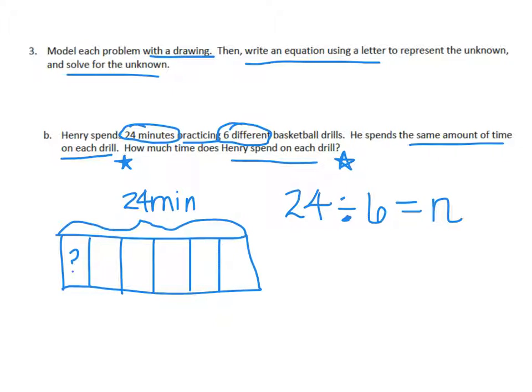If you're not sure what times 6 is going to give you 24, write your 6's down. Then solve and put your answer as a statement. Pause the video while you work and replay when you are ready.